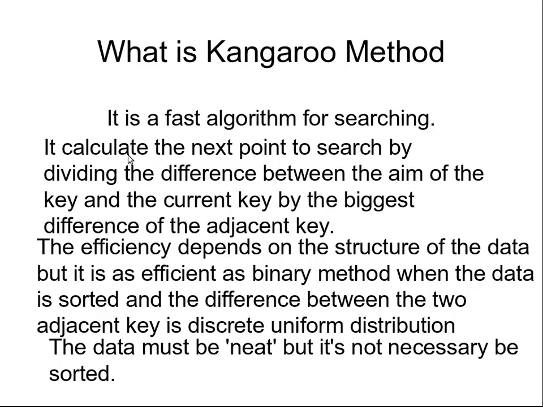So what is the kangaroo method? It is a fast algorithm for searching. It calculates the next point to search by dividing the difference between the aim key and the current key by the biggest difference of the adjacent keys.